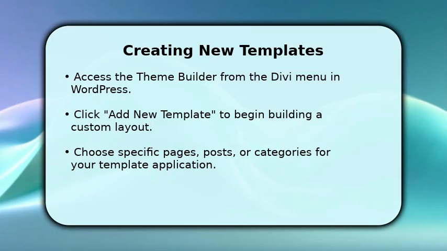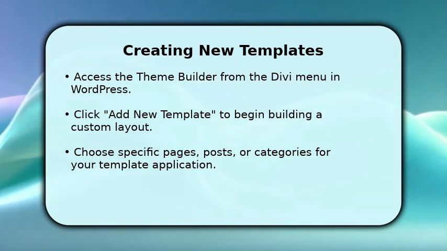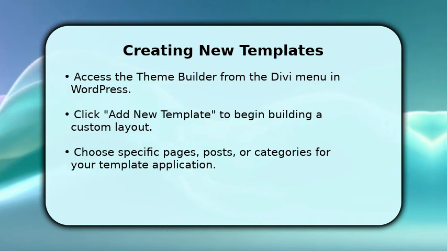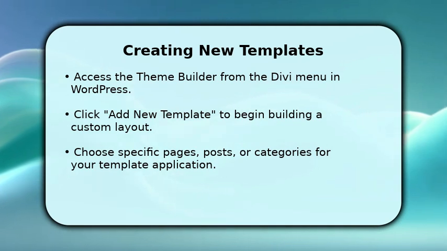To start, open the Divi Theme Builder from your WordPress admin panel. You will see an option to Add New Template. Clicking this button opens a modal where you can select precisely where your new template will apply.